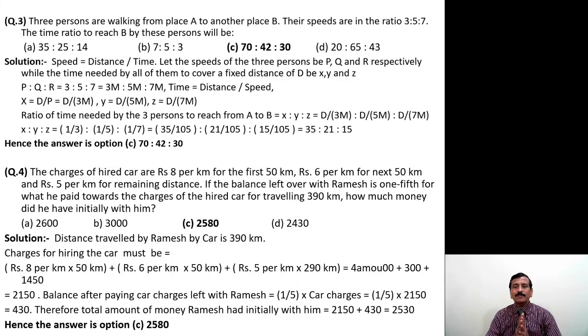The charges of the hired car, next example, are: first 50 km 8 rupees per kilometer, second 50 km 6 rupees per kilometer, and remaining 5 rupees per kilometer. Total distance is 390 km. So first 50 at 8 rupees rate, second 50 at 6 rupees rate, and remaining 290 at 5 rupees rate. We make the bill of it, it is 1450, and left out money with him is 1/5 of what is paid. So 1/5 of 1450 is left with him. So total will be 1450 plus 1/5 of this is the answer. Next.